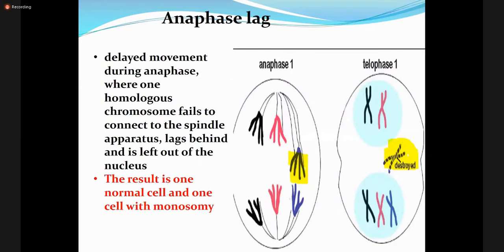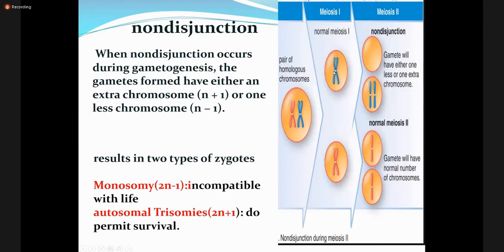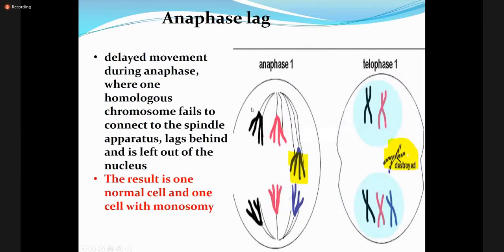This is anaphase lag. What happened in anaphase lag? Delayed movement during anaphase, where one homologous chromosome, see, homologous chromosomes were arranged, they were supposed to be separated, they were supposed to be moved towards a different nucleus. So what happened in anaphase lag? The homologous chromosome fails to connect to the apparatus, lags behind and is left out of the nucleus. Okay, this is anaphase lag.